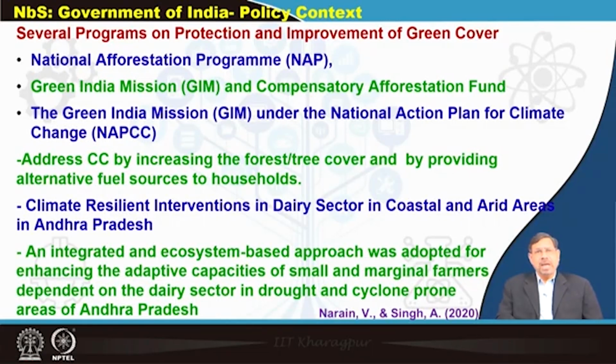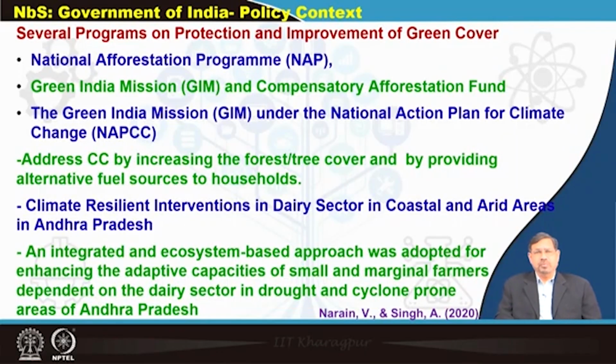Now the Green India Mission under the National Action Plan for Climate Change, NAPCC, addresses climate change by increasing the forest or tree cover and also by improving the quality of the forest cover. It helps by providing alternative fuel sources to households, thereby reducing the emission from biofuel burning in household kitchens for food preparation.